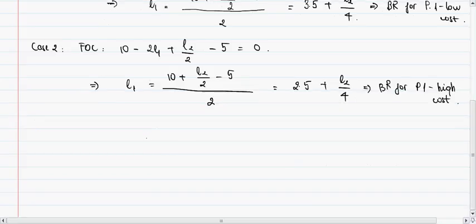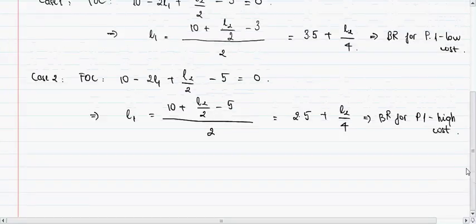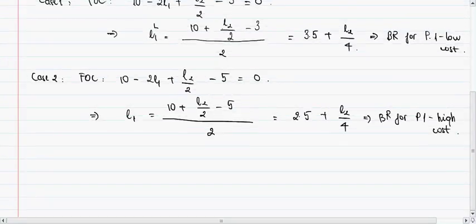Alright, so I'll indicate this is L1 low cost and this is L1 high cost. That is the best response function for L1 low cost, and that is the response function for player 1 high cost. Alright, so now we come to player 2.